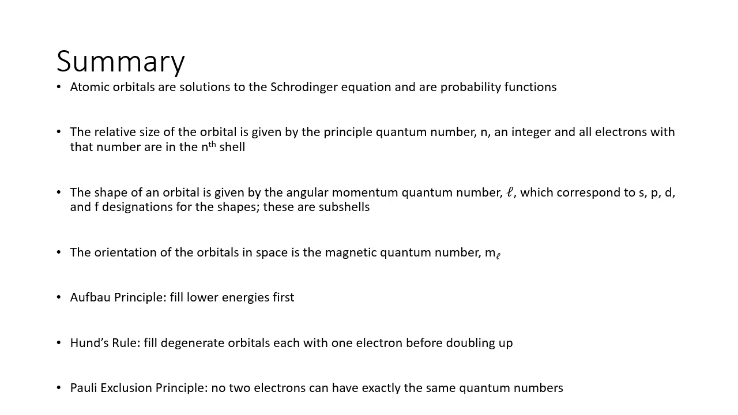The Aufbau principle says that we should fill lower energies first. Hund's rule says that we should fill degenerate orbitals 1 electron at a time before doubling up. And the Pauli exclusion principle says no 2 electrons can have exactly the same quantum numbers.